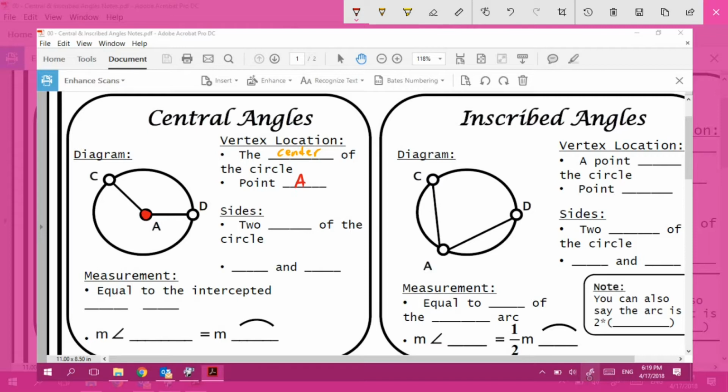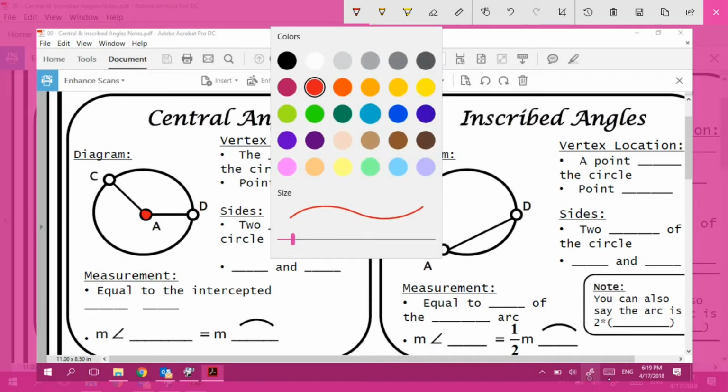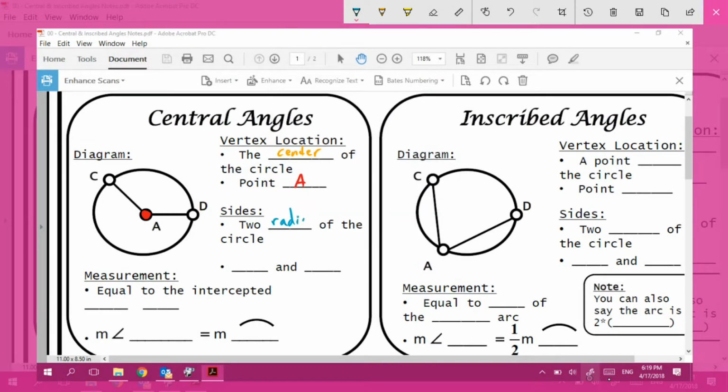There you go. And the sides. The sides are two radii of the circle. Notice how, look, AC, that's a radius, right? AD, that's also a radius. That means they're both radii. That's the plural word of radius. You don't say radiuses. That's kind of hard to say. So we say radii, radii. And how do I label those two? That's going to be AC and AD.